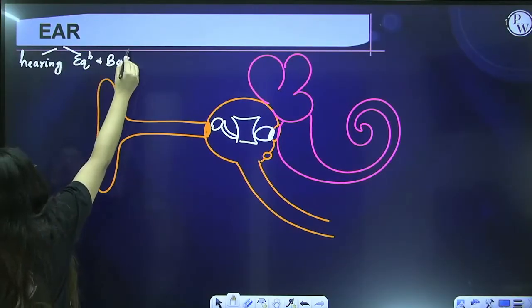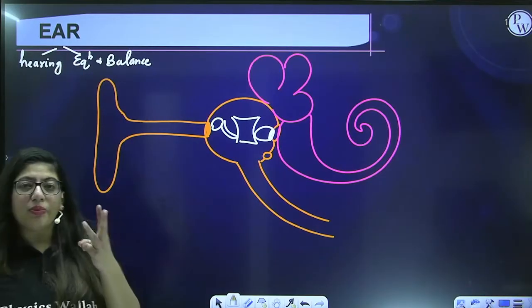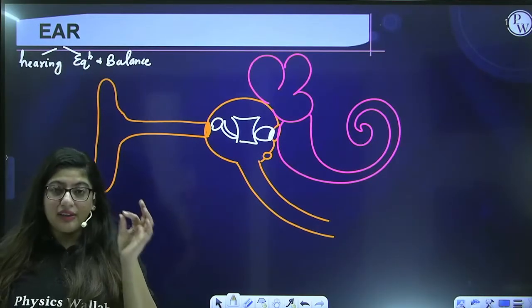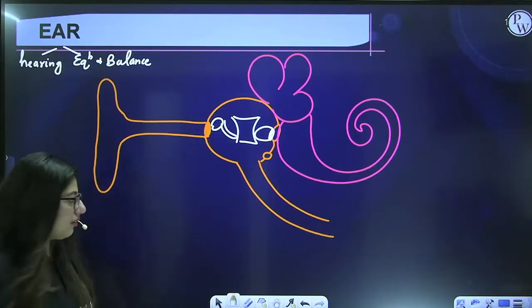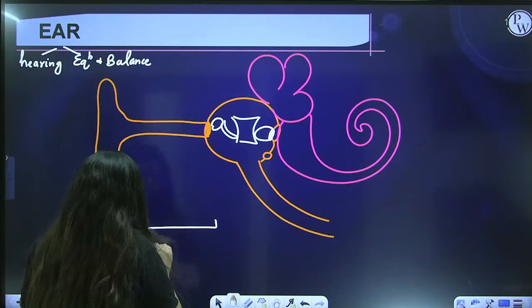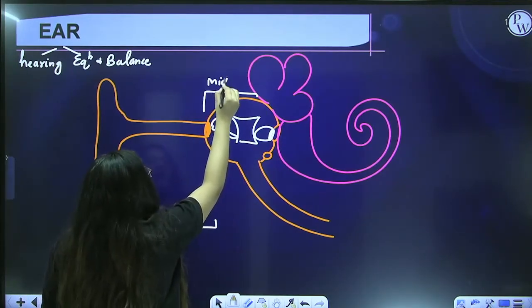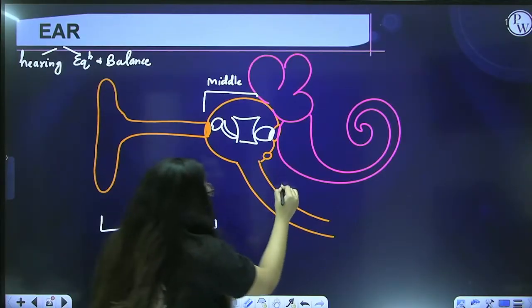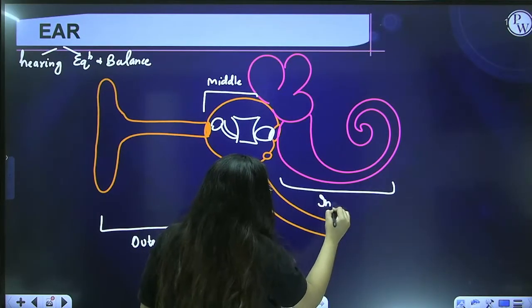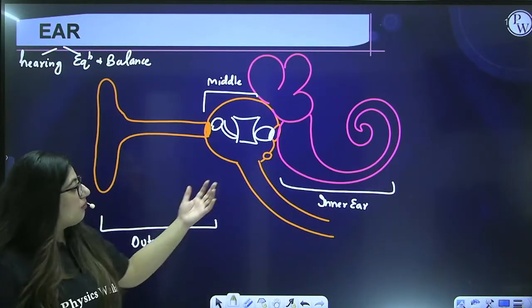Yes. So if we see the structure of the ear, the ear is divided into three portions: the outer ear, the middle ear, and the inner ear, right? So from here to here is your outer ear. From here to here is your middle ear, and this entire pink thing is the portion of the inner ear. Okay. So outer ear, middle ear, and inner ear.